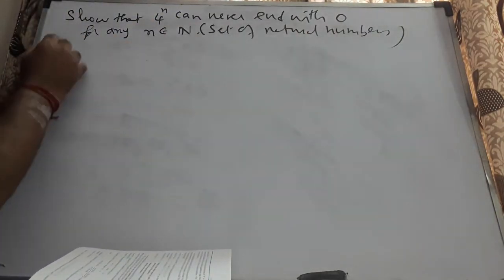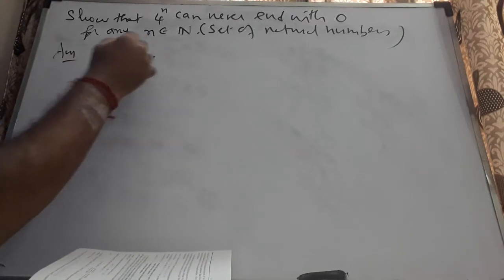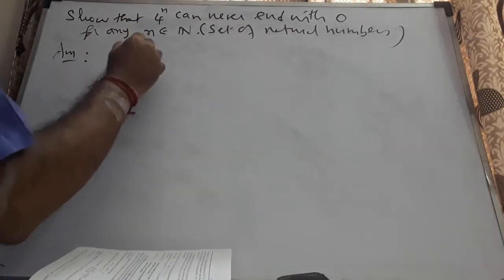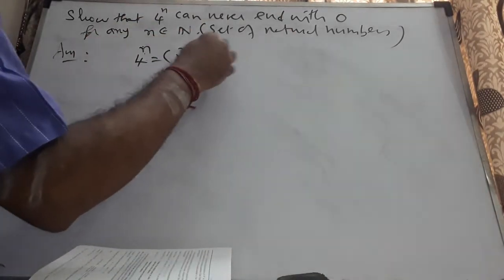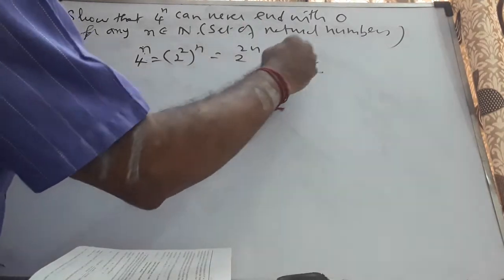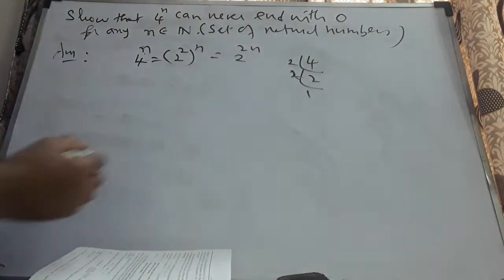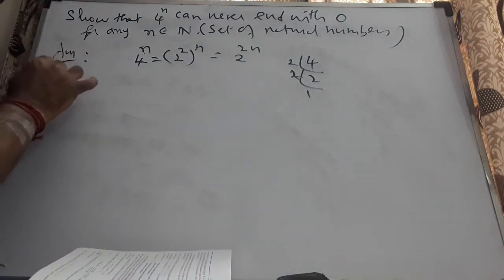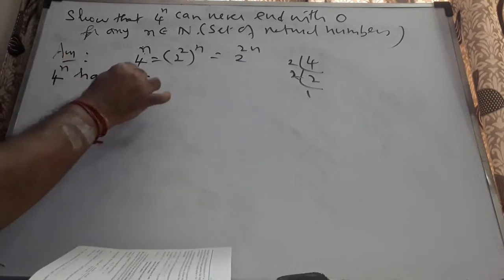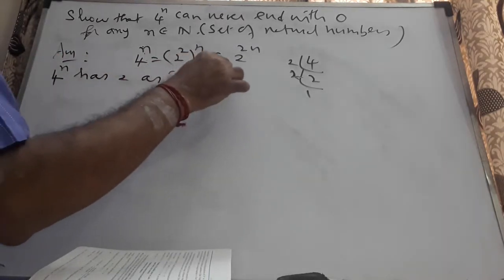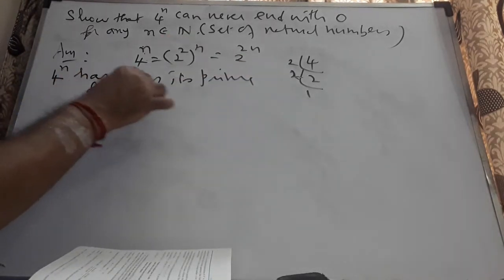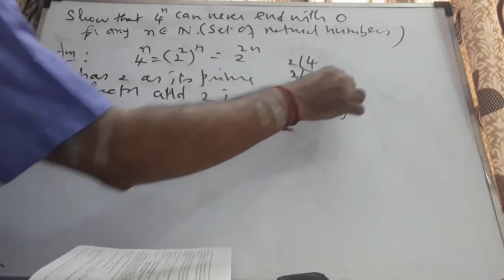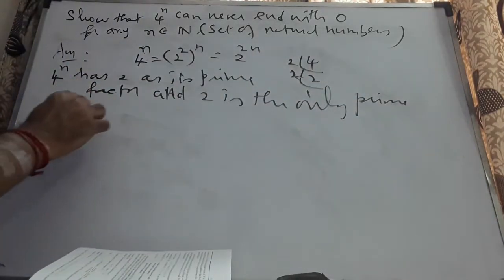Just listen carefully. Answer: 4 power n can be written as 2 square whole power n, which is 2 power 2n. 4 can be written as 2 power 2. So 2 power 2n. Of course, 4 power n has 2 as its prime factor, and 2 is the only prime factor available.